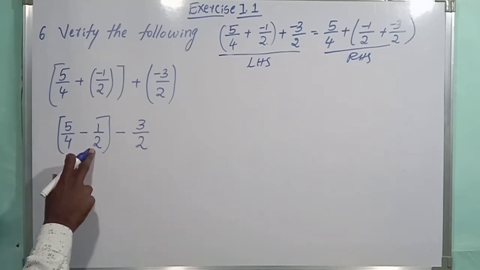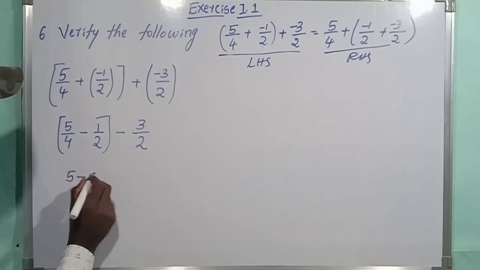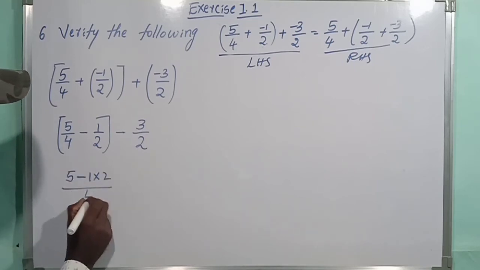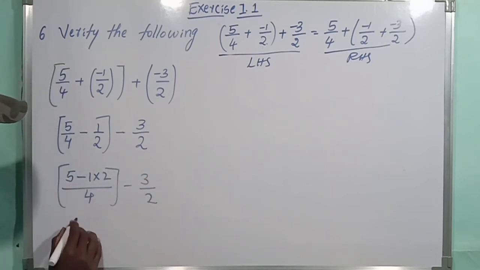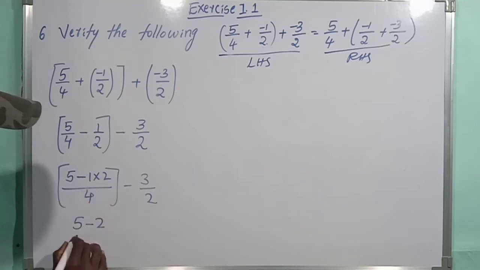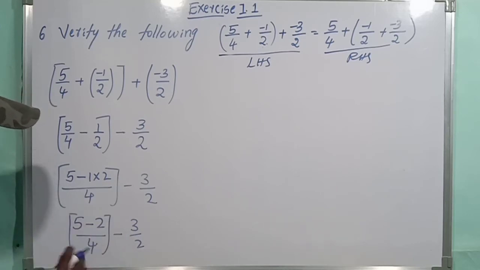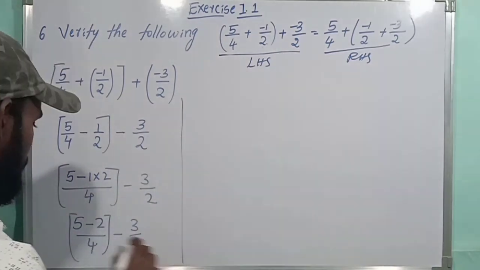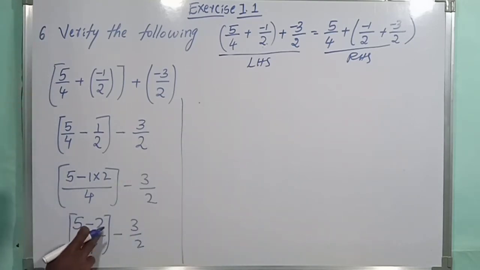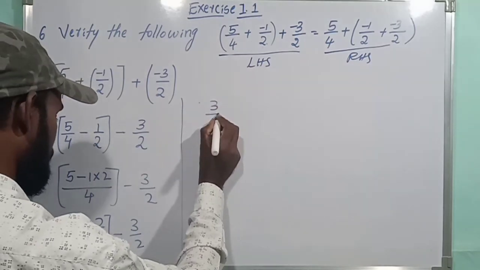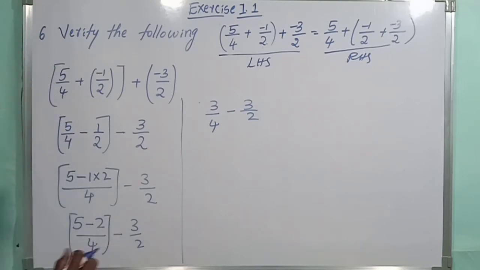Now do the LCM for 2 comma 4. What is the LCM? 4. So 5 by 4, and 1 into 2 by 4. Now minus 3 by 2 write as it is. So 5 minus 2 by 4, minus 3 by 2. Do this part first. 5 minus 2 is 3 by 4, and minus 3 by 2 is left here.